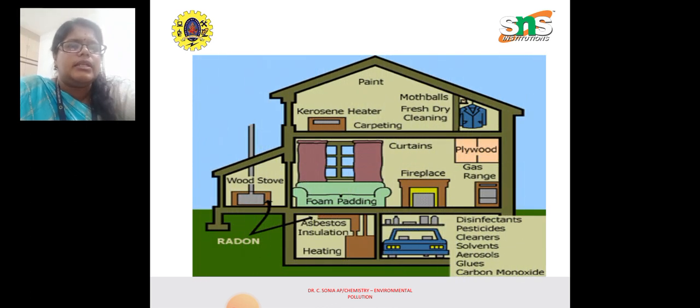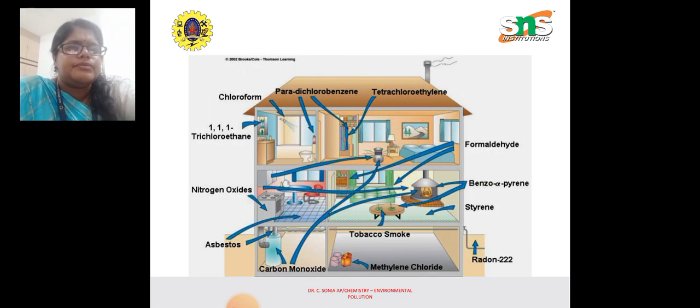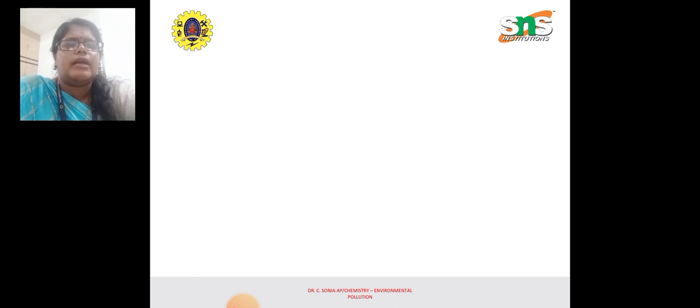This is another diagram depicting the same. There is one more diagram which tells about pollutants from chloroform, 1,1,1-trichloroethane, nitrogen oxides, asbestos, tobacco smoke, methylene chloride, formaldehyde, benzopyrene, styrene, then tetrachloroethylene. These are the important sources of indoor air pollutants.